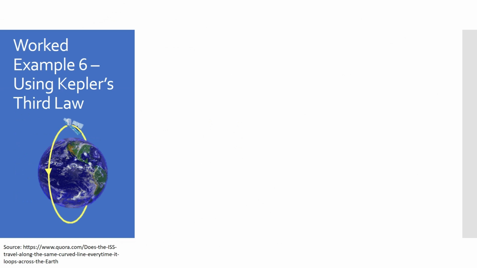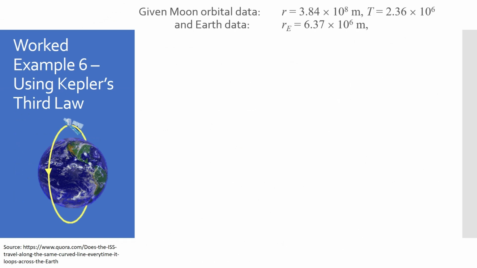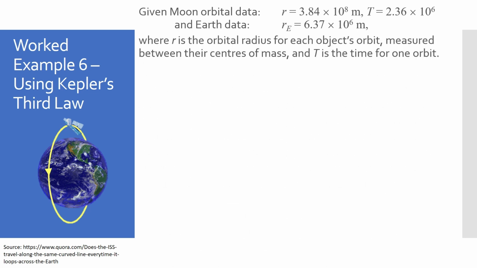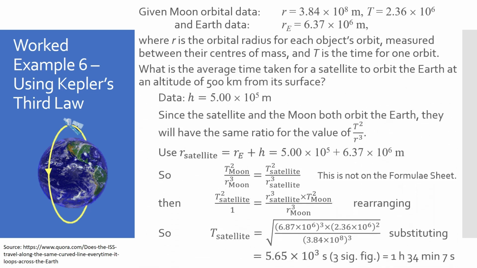Well, how can we use Kepler's third law? Here's a picture of a satellite going around the Earth, and if we're given the Moon's orbital data, with its orbital radius and its period, and Earth's data, we can calculate anything really. The question is, in this case, what is the average time taken for a satellite to orbit the Earth at an altitude of 500 kilometers from its surface?